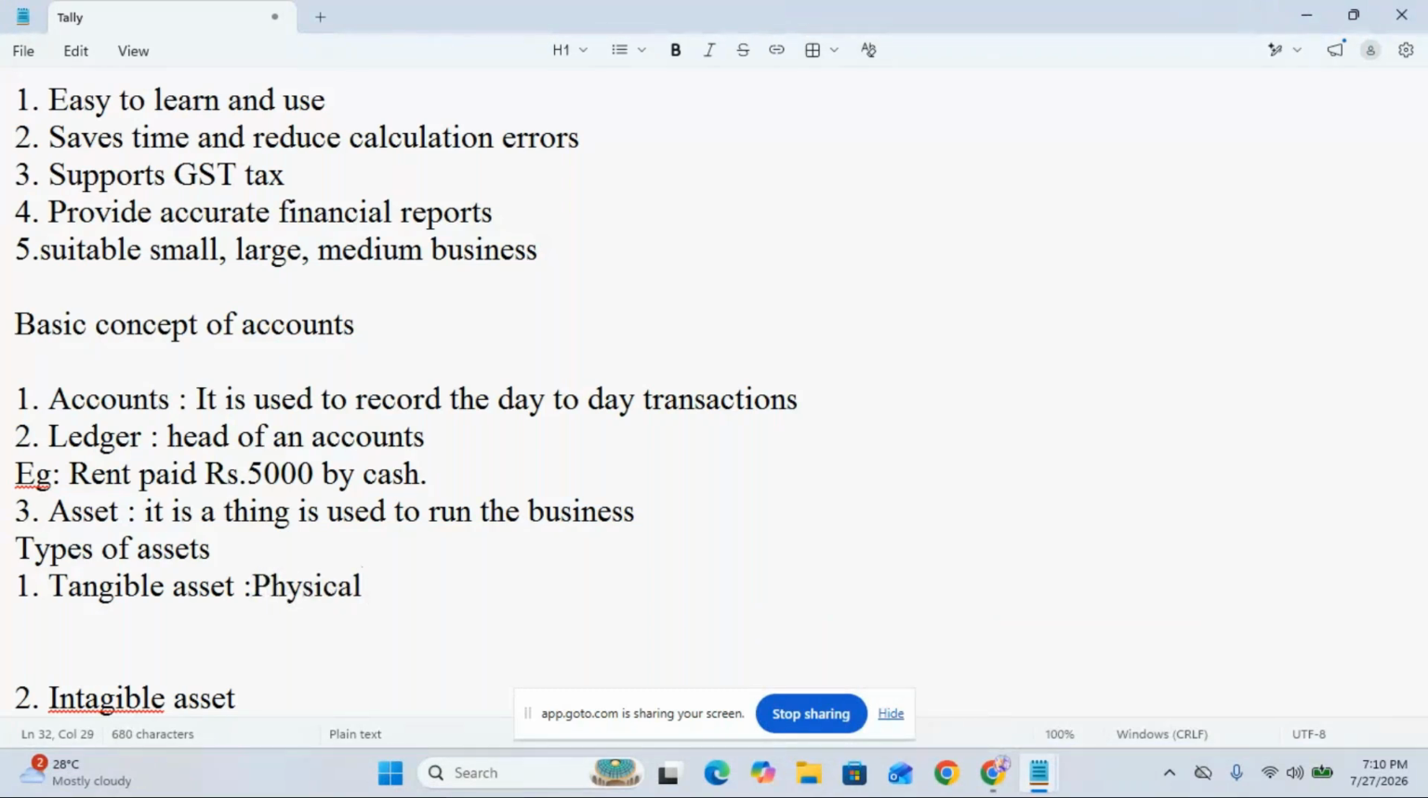Okay, so any example of a tangible asset? Machinery, computers, cars, buildings, cash, furniture, land and building.